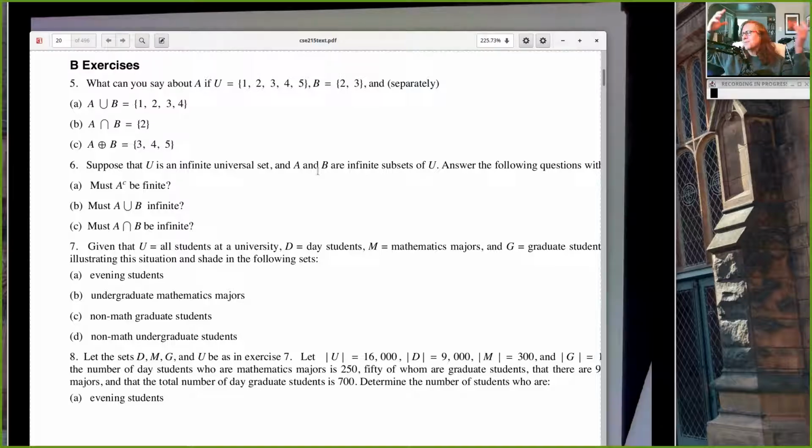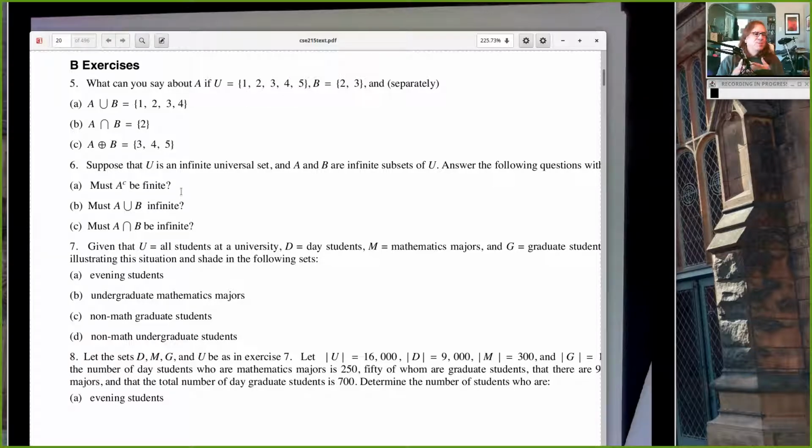So we're thinking of some universe with an infinite number of things in it, like the integers, for example. Suppose A and B are infinite subsets, so they're really big pieces of U. Must the complement of A be finite? You have an infinite set, and now you throw away all those infinite things. Are you guaranteed to be left with a finite collection? It may feel like that's a reasonable conclusion, but it's not always true.